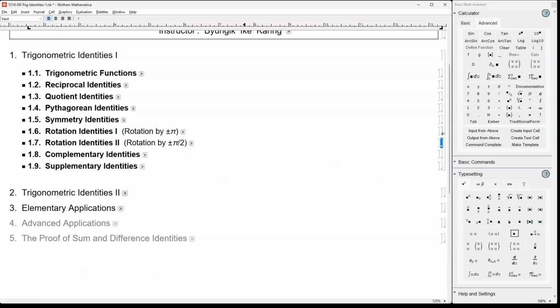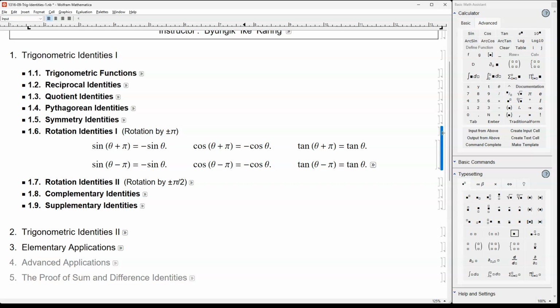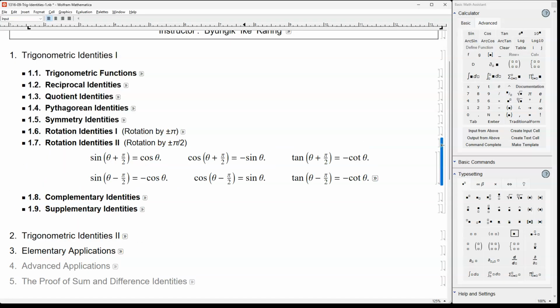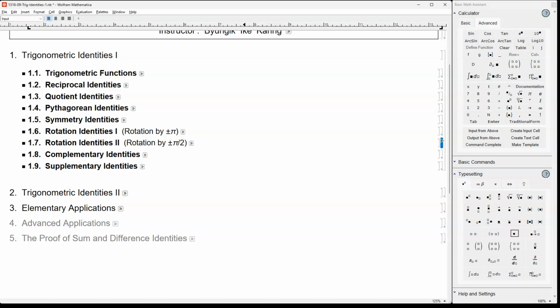As for the previous rotation identities, plus or minus pi, sine stays as sine, cosine stays as cosine, tangent stays as tangent, but pluses and minuses can be confusing, so look those up. Maybe not as confusing as pi over 2 rotation, but still.